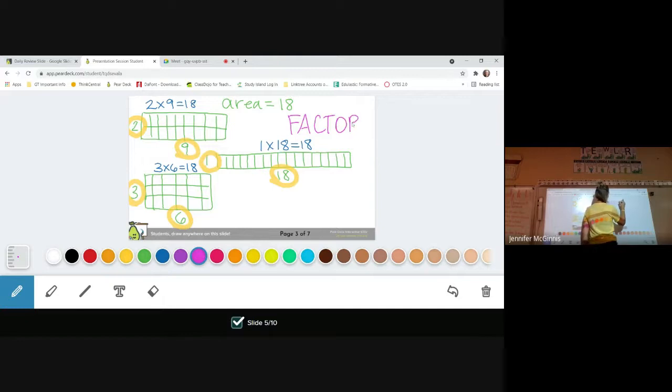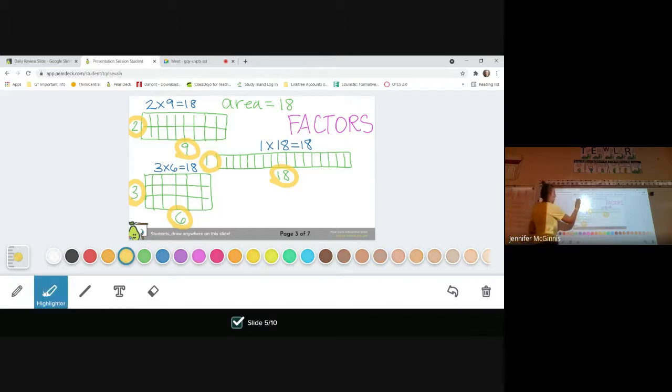You guys are doing a great job today. I'm so proud of you. These are called factors. Are these numbers I'm underlining also the factors? Yes. So keep that in mind.